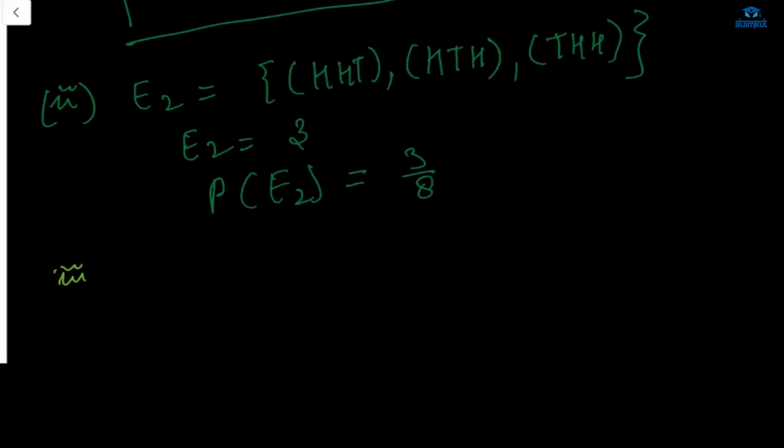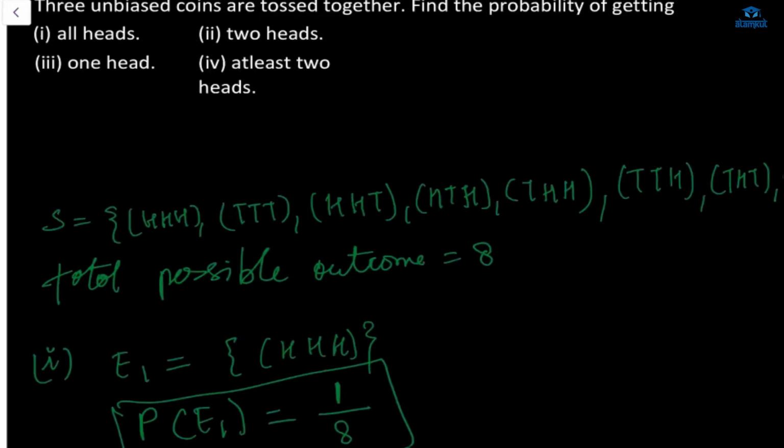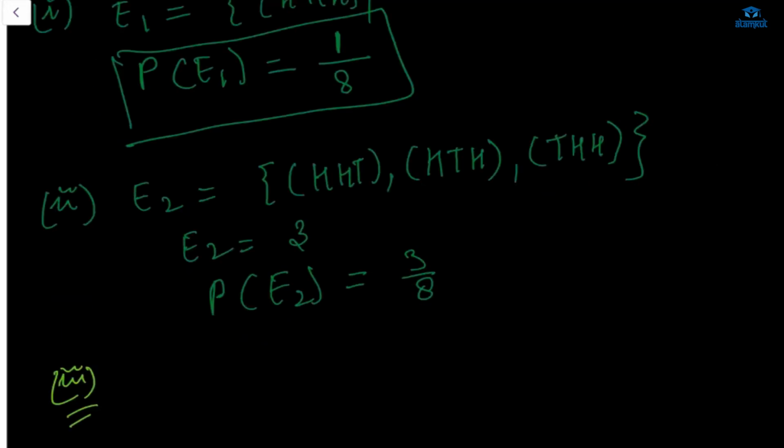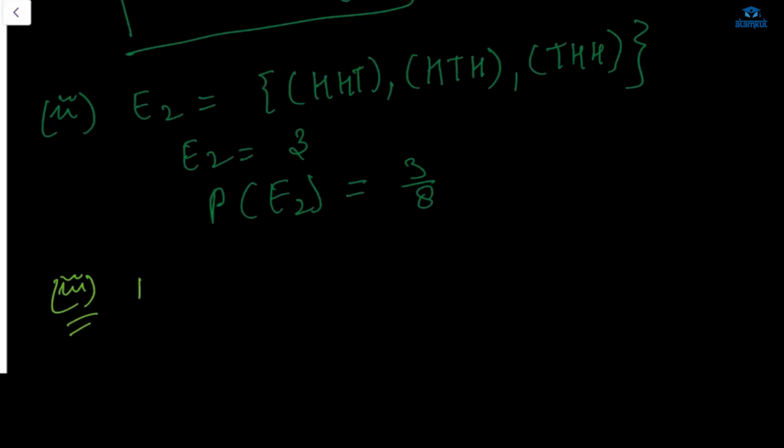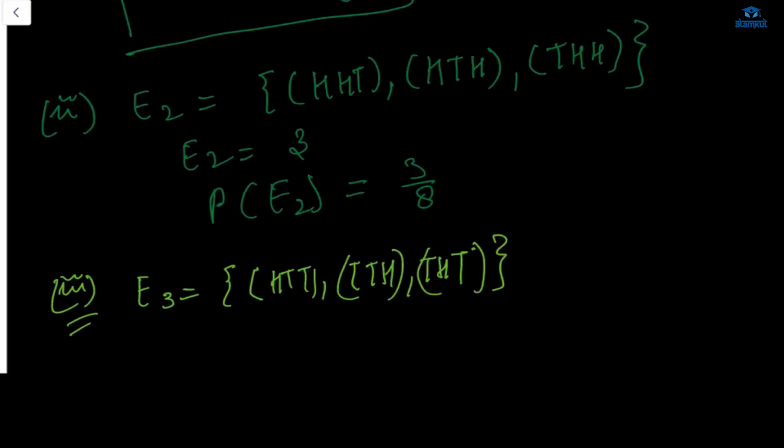Okay. Now third, if you see the third one, one head. So only a single head will be there. So here, what will the probability of E3 be? Can you tell me, Safiya, what will be in the sample space of E3? A single head should be there. So with a single head, we'll be having 3 values, I think, TTH and THT. Yes. So the probability of E3 will again be 3 by 8.